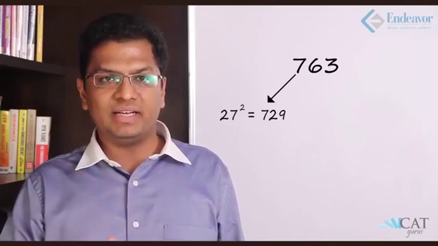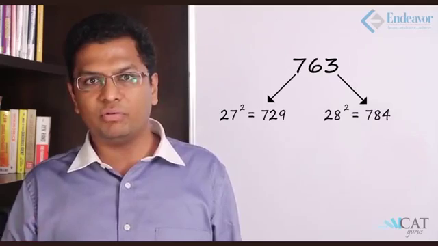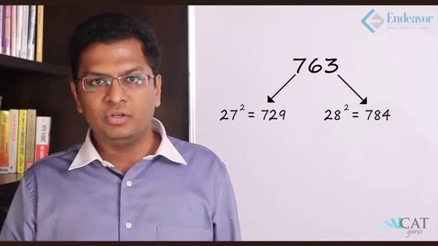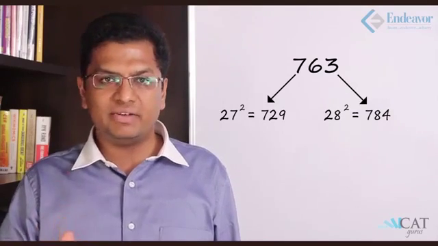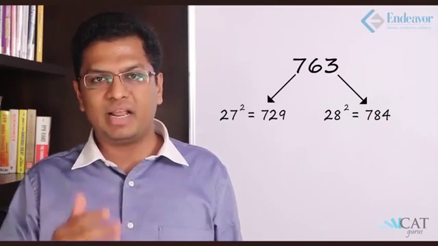Let's look at the closest perfect squares of 763. On one hand it is 729, which is nothing but 27 square. On the other hand it is 784, which is nothing but 28 square. So if we check up to 27 or say 28, then it is sufficient to say whether the number is prime or not. So let's start checking it.